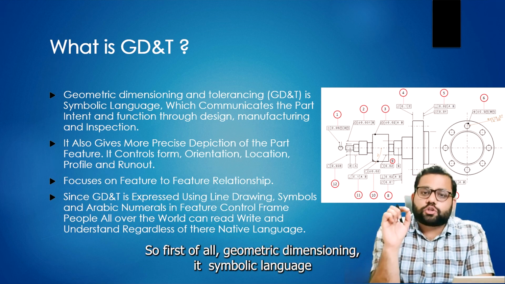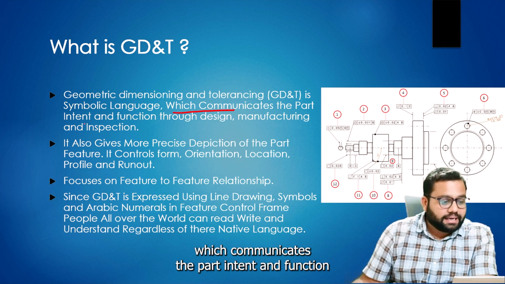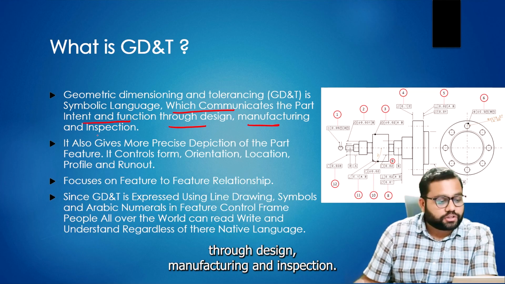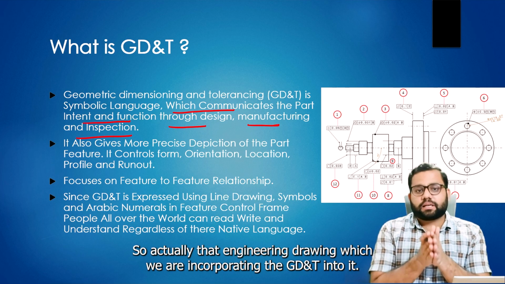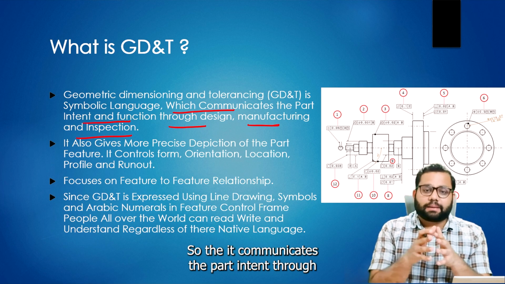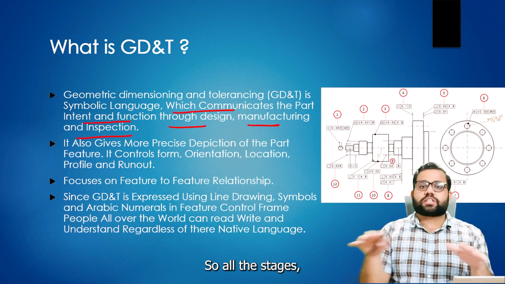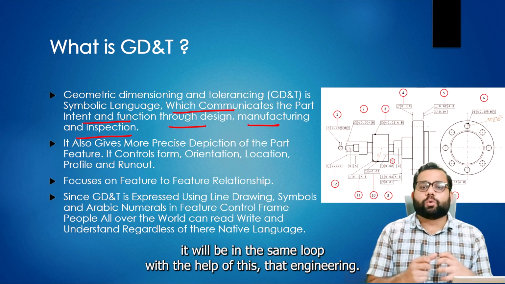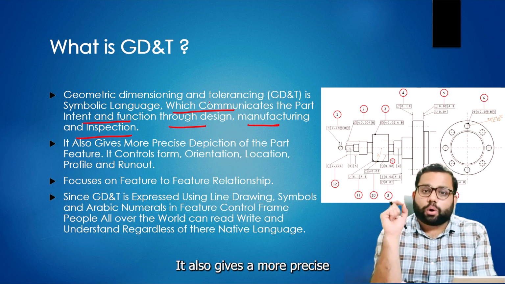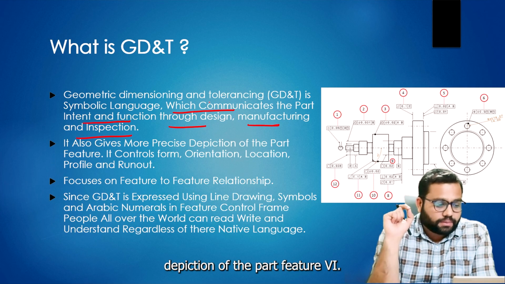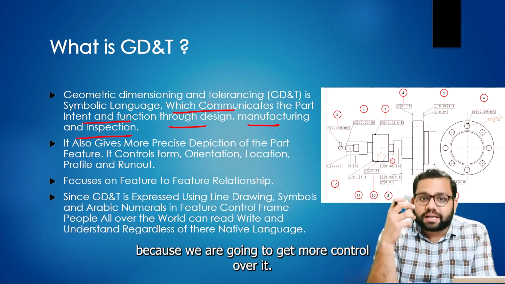Okay, so first of all, geometric dimensioning and tolerancing is a symbolic language, which communicates the part intent and function through design, manufacturing and inspection. Okay, so the engineering drawing in which we are incorporating GD&T communicates the part intent through design, manufacturing and inspection. Okay, so all the stages will be in the same loop with the help of that engineering drawing, which consists of GD&T standards. It also gives a more precise depiction of the part feature. Why does it give a more precise depiction? Because we are going to get more control over it.